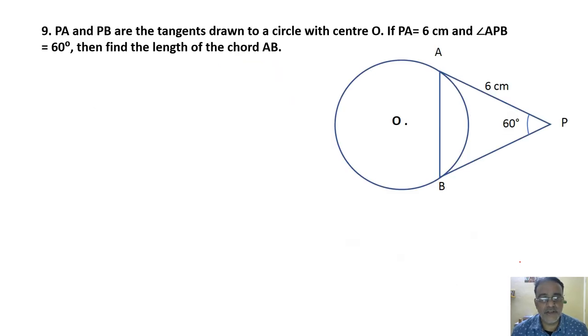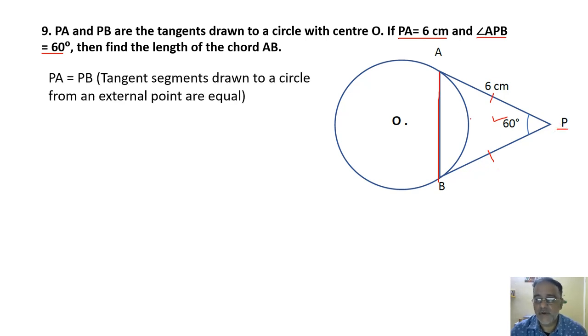Okay, so now we are moving toward question number 9. PA and PB are the tangents drawn to a circle with center O. PA is equal to 6 cm and angle APB is equal to 60 degrees. Then find the length of the chord AB. This length we need to find. Okay, so let us start with PA is equal to PB, length of the tangents drawn from an external point P, right? Now in this triangle, if these two sides are equal, so these two angles are equal because angles opposite to two equal sides are equal, right?